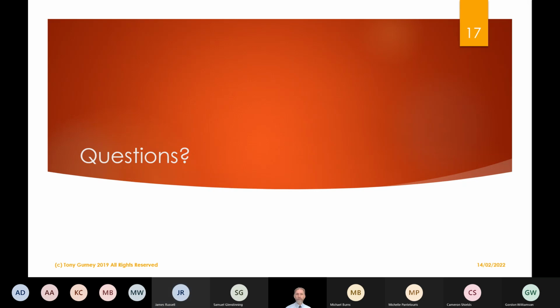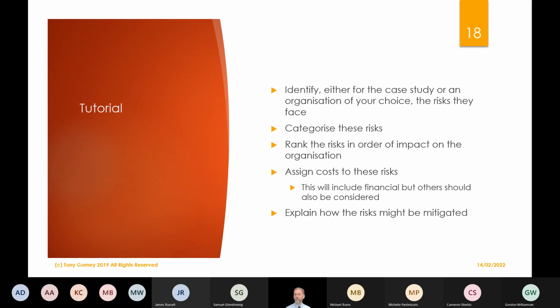Okay. In that case, what you're going to do as part of the tutorial is, not surprisingly, start to think about examples of these risks, specifically under those categories, but also any other categories that you can come up with. So you need to think about the risk, think about what the issue is, what the outcome might be, what it would cost the organisation, either financially or in other ways, and how you might approach it.